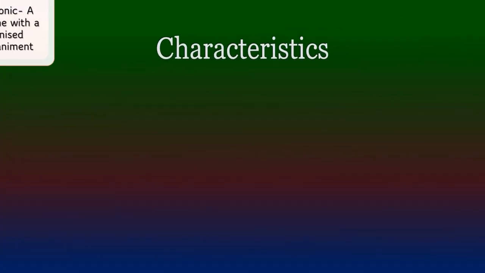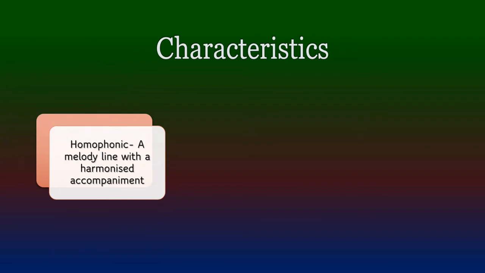Second set of characteristics, let's move on. We have homophonic. So homophonic is a melody line, just one, with harmonized accompaniment. I think that is kind of self-explained. So you have a melody line and you have an accompaniment. So you're singing and you have a keyboardist accompanying you with some harmony notes there, just filling in the little gaps.